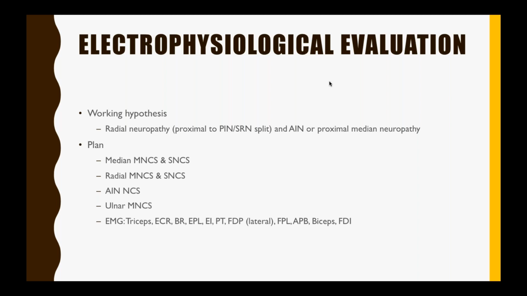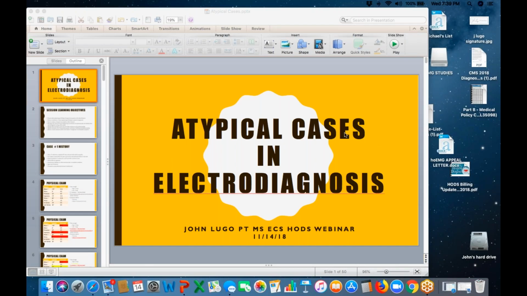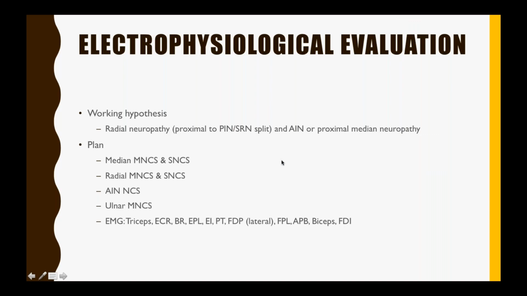An ulnar just to kind of surround abnormality with normality, and an EMG of extensive radial nerve muscles, but also the muscles of the anterior interosseous nerve. So the lateral heads of the flexor digitorum profundus, the flexor pollicis longus, and some other proximal muscles as well.